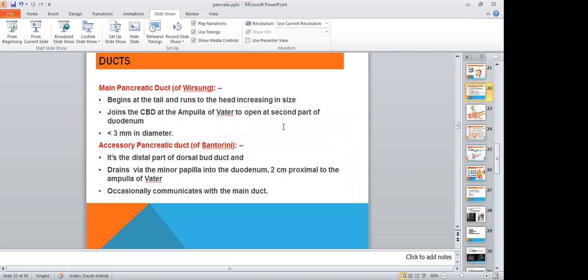The ducts. The pancreas has 2 ducts, the main pancreatic duct and the accessory pancreatic duct of Santorini. The main duct of Wirsung begins at the tail and runs to the head, increasing in size, and joins the CBD at the ampulla of Vater to open at the second part of the duodenum. It is less than 3 mm in diameter, while the duct of Santorini is the distal part of the dorsal bud duct and drains via the minor papilla into the duodenum, 2 cm proximal to the ampulla of Vater, and occasionally communicates with the main duct.